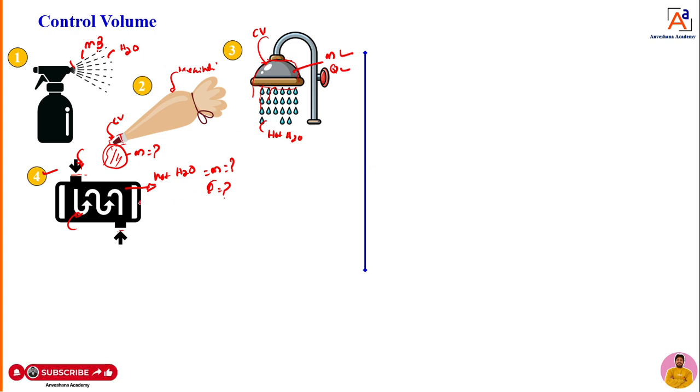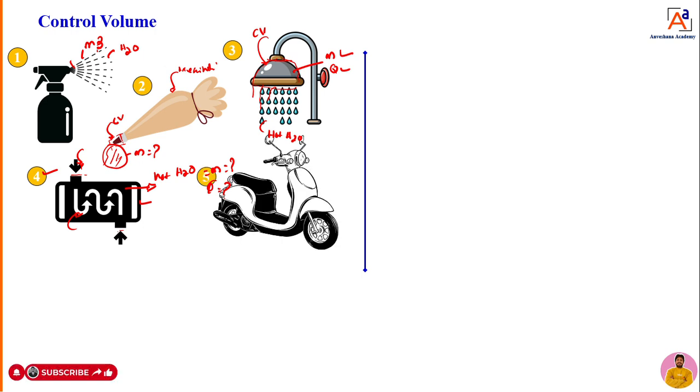That is the fourth application. Like that, n number of applications you can see. Now the fifth application, exhaust. When it comes to a scooter or bike, when the exhaust gas is coming out, how much mass is getting out? How much heat is getting out? That I can calculate with the help of a volume. That volume we can call a control volume.